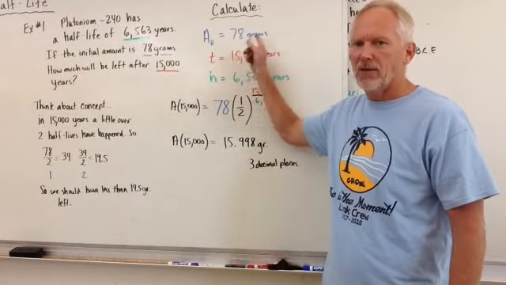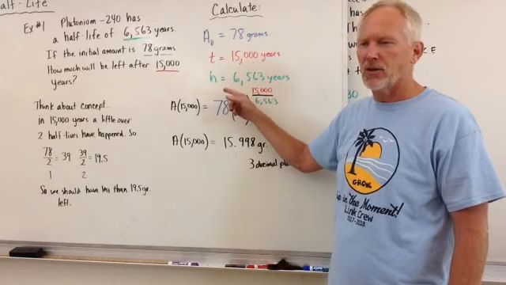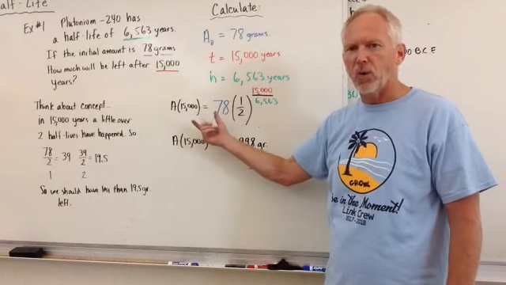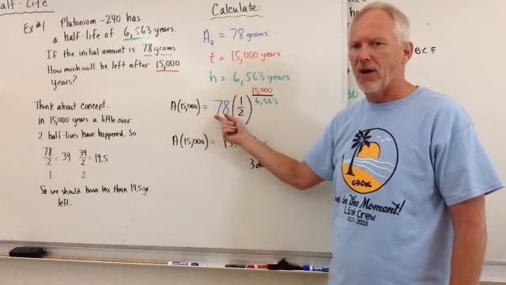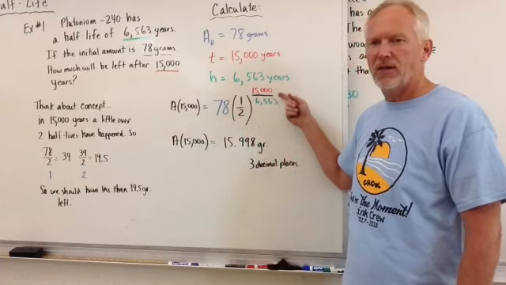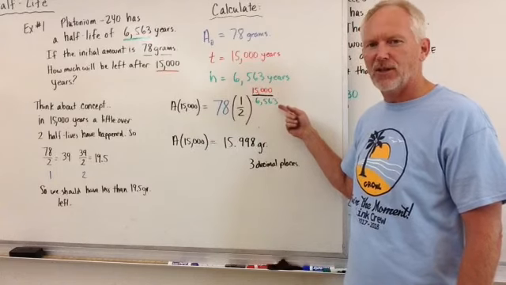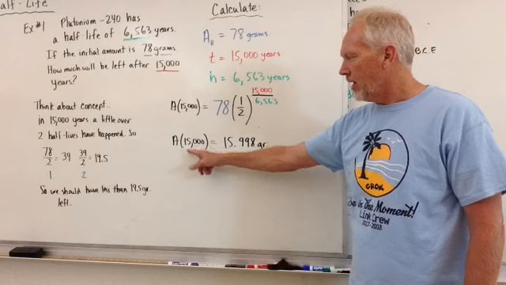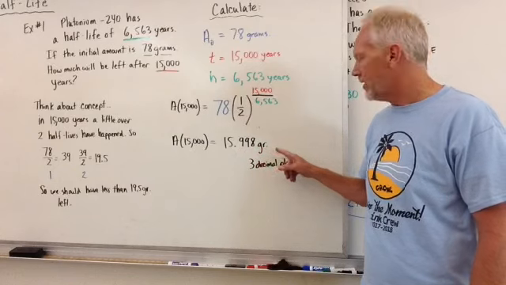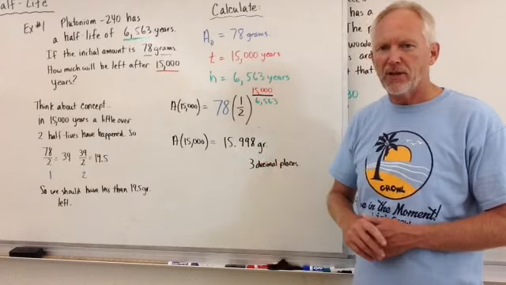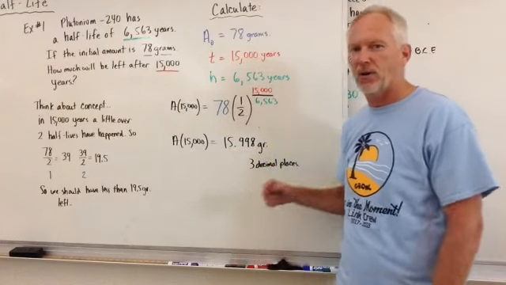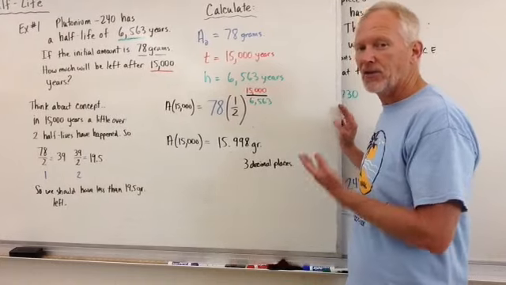So we calculate A naught, 78 grams. T, 15,000 years. H, 6,563. Plug this into your equation. There's your A of 15,000 equals 78 times 1/2 raised to the 15,000 divided by 6,563. And what happens is A of 15,000, you plug that in your calculator, what do you get? You get 15.998 grams to 3 decimal places. So we were right. 15.9 is less than the 19.5. So that's good. We should have had less. So our answer makes sense.